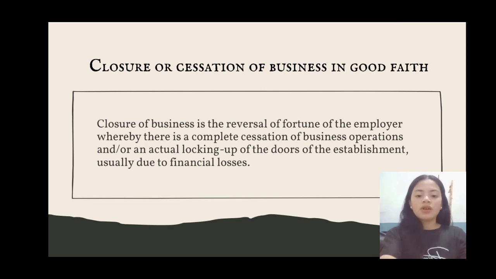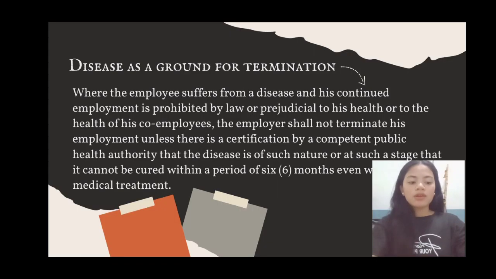Employee suffers from a disease and his continued employment is prohibited by law or prejudicial to his health or to the health of his co-employees, the employer shall not terminate his employment unless there is a certification by a competent public health authority that the disease is of such nature or at such a stage that it cannot be cured within a period of 6 months, even with proper medical treatment.